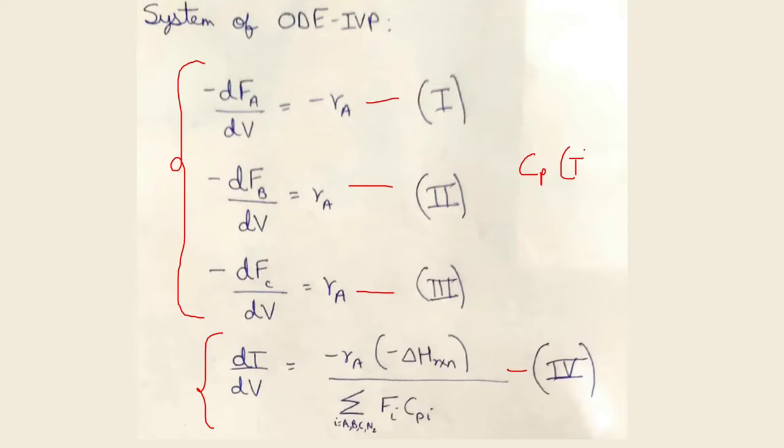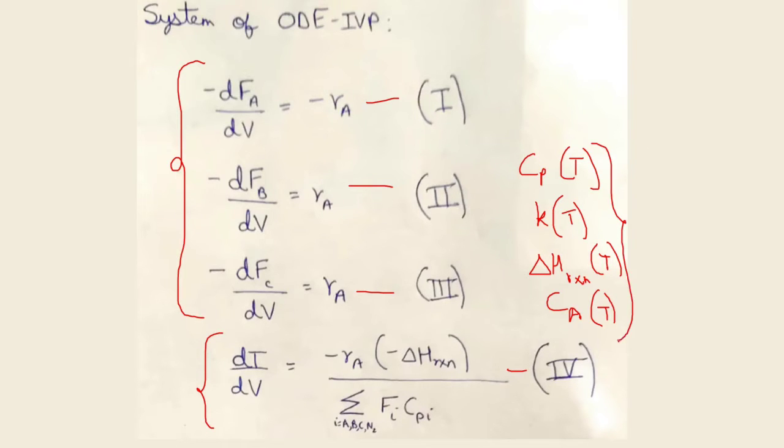capacity, which is a function of temperature. We have rate constant K of the reaction, which is also a function of temperature. We also have the enthalpy of reaction, which is also a function of temperature, and we also have the concentration of A, again a function of temperature. So we need to take all this into consideration while we write our differential equation in our MATLAB environment. And with this, let's move on to the next part of our problem.